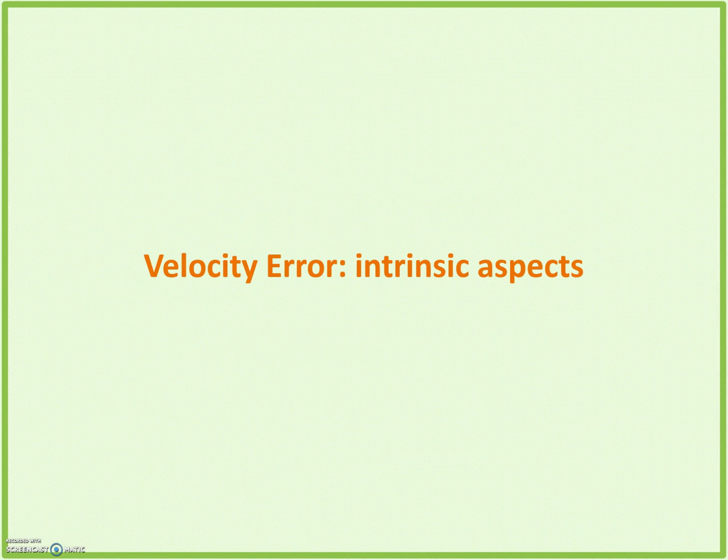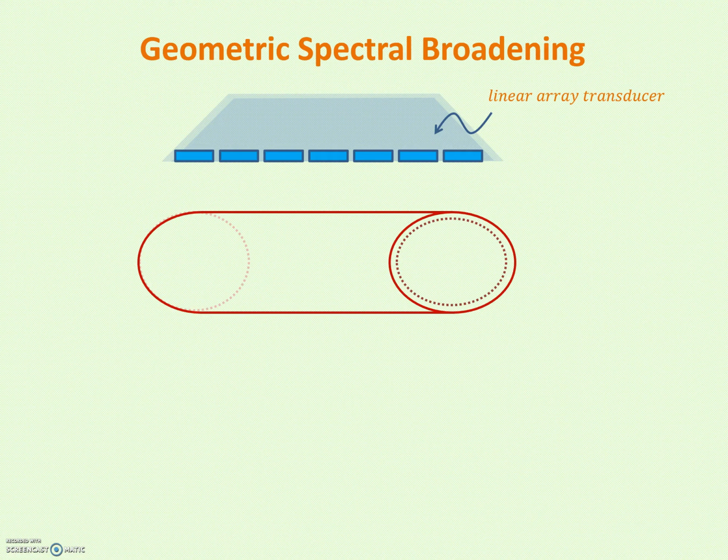So let's talk a little bit about velocity error. There are some intrinsic aspects to velocity error, and one of them is called geometric spectral broadening. This can plague both pulsed wave systems and continuous wave systems, but the design of pulsed wave multi-element transducers, which I've illustrated up here, these are all the different elements in the transducer head, puts them at particular risk for this.